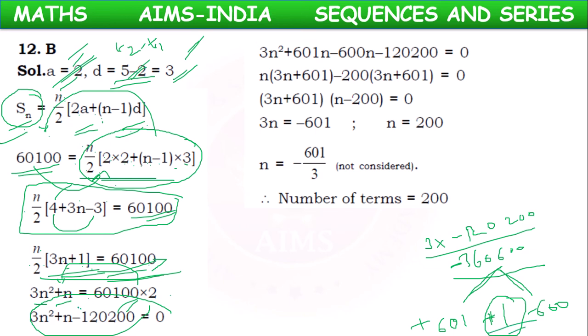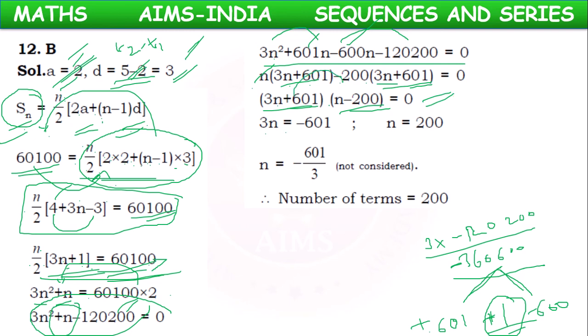Now, let's split the middle term plus n into plus 601n minus 600n according to the factorization method. From the first two terms, we can take n as common, 3n plus 601. From the next two terms, we can take minus 200 as common. We will get 3n plus 601. Again, we can take 3n plus 601 as common. Here n will remain. Here minus 200 will remain, equal to 0.